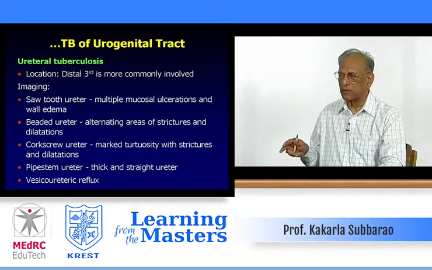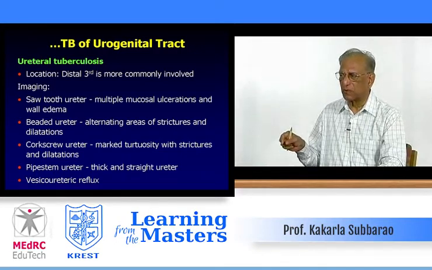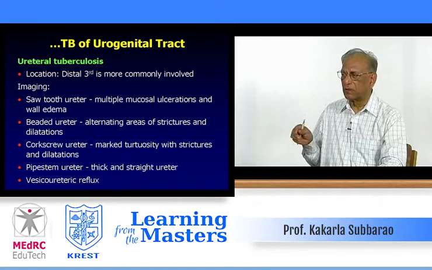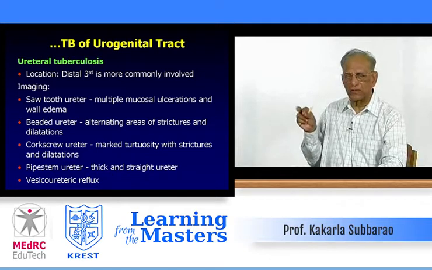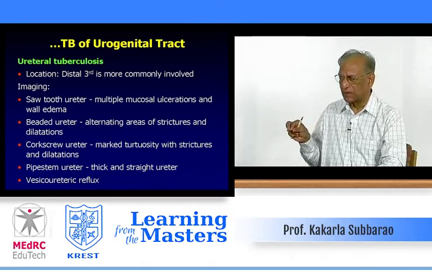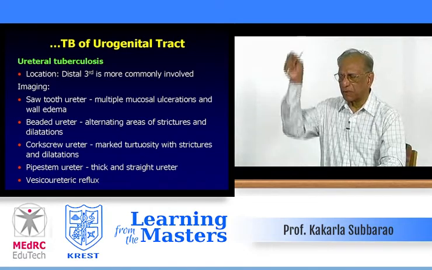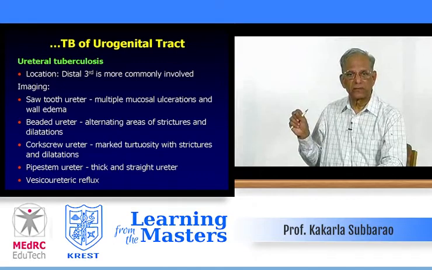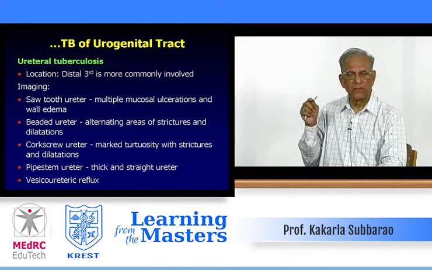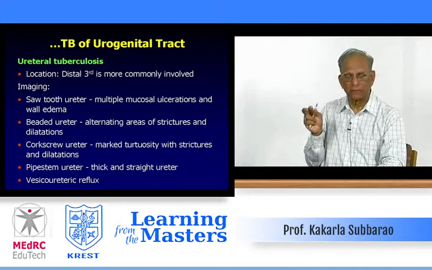Ureteral tuberculosis, location commonly the distal third. Imaging: sawtooth ureter, multiple mucosal ulcerations, and wall edema. Beaded type of ureter, alternating areas of strictures and dilatations. Corkscrew ureter, marked tortuosity with strictures and dilatations. Pipe stem type of ureter, straight, it doesn't show any peristalsis. Thick and straight ureter, with vesico-ureteral reflux, because the ureterovesical junction is ulcerated and becomes patulous.